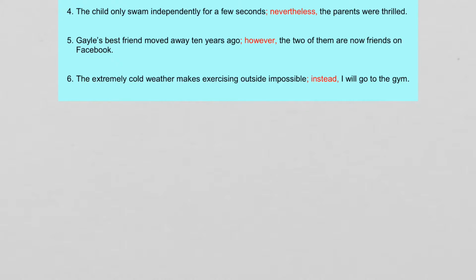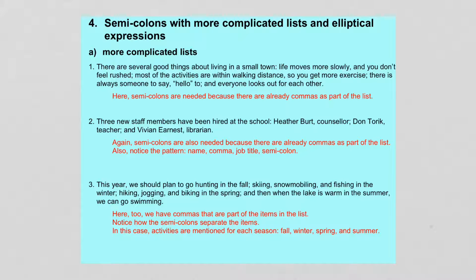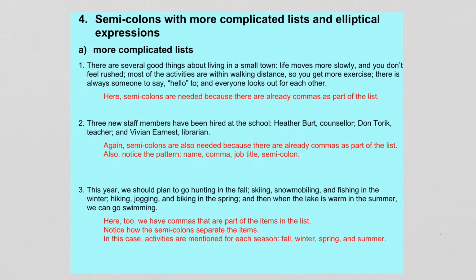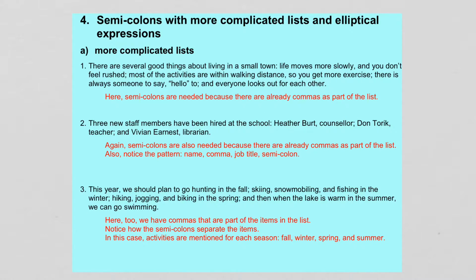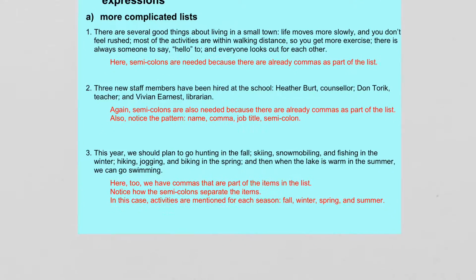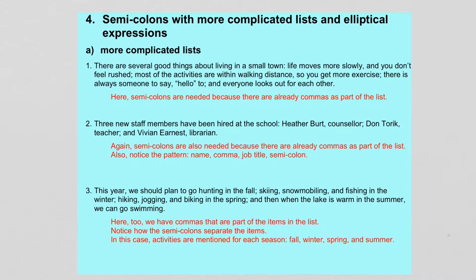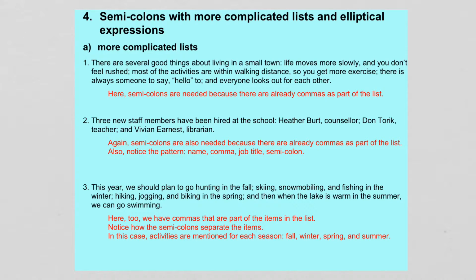Last one. The extremely cold weather makes exercising outside impossible, semicolon. Instead, comma, I will go to the gym. The extremely cold weather makes exercising outside impossible. Instead, I will go to the gym. All right. Last slide here. We're talking about semicolons with more complicated lists and something called elliptical expressions. Actually, I've taken a few slides to explain this. So let's talk about more complicated lists first.